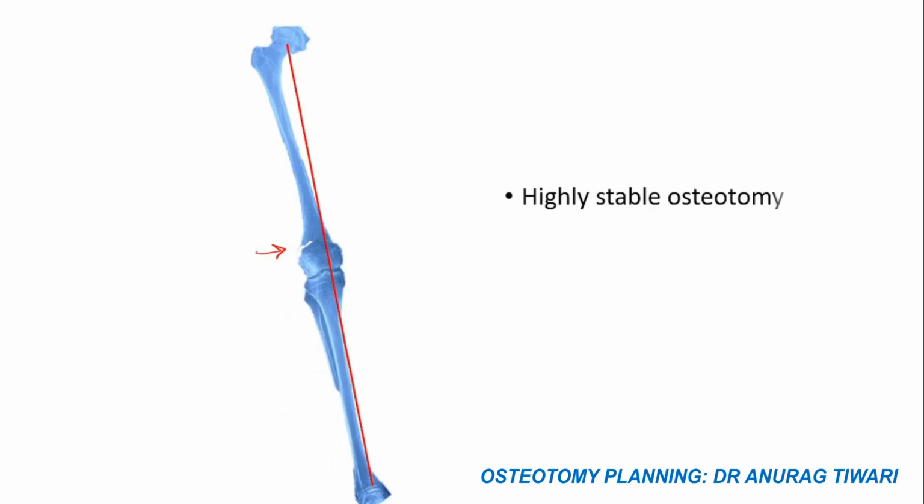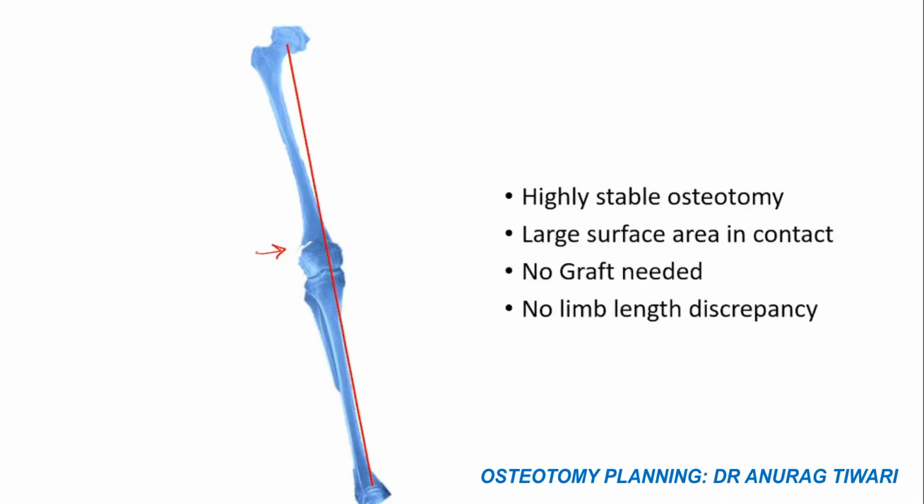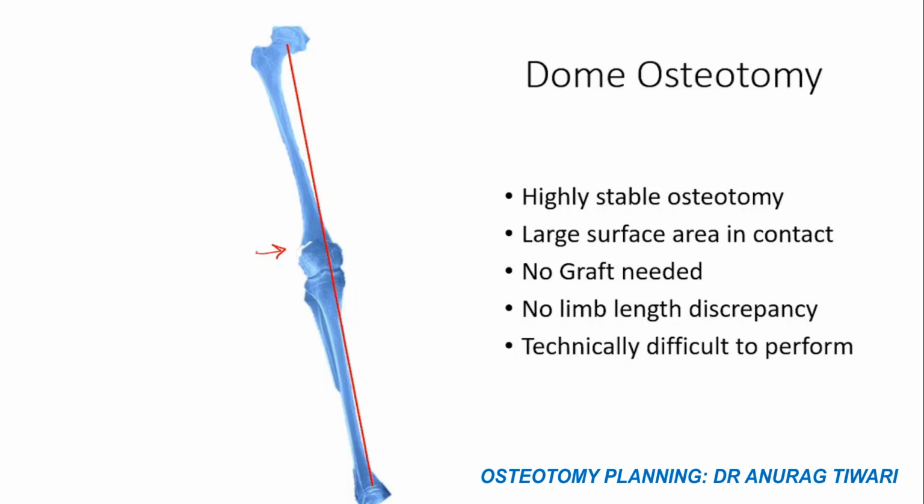Very stable, highly stable osteotomy. There is no need for bone graft and a large surface area is in contact. Definitely it will unite. There is no limb length discrepancy, a major advantage of this type of osteotomy. However, a major disadvantage is that it is technically difficult to perform. So this is known as the dome osteotomy.